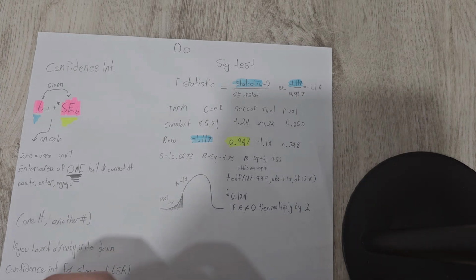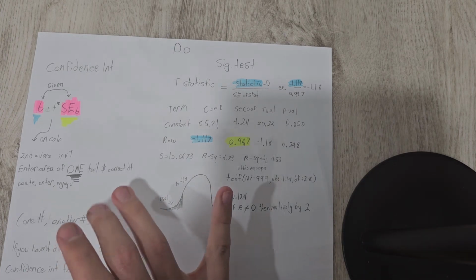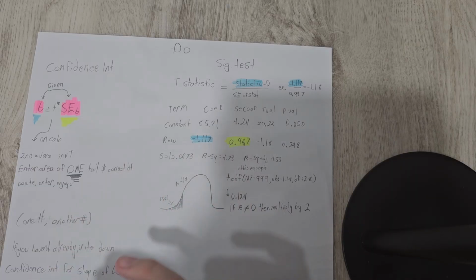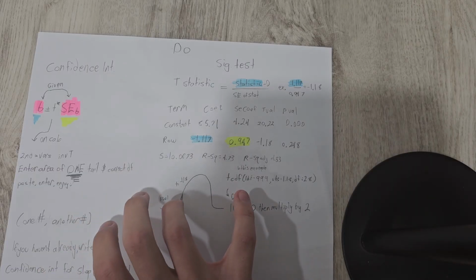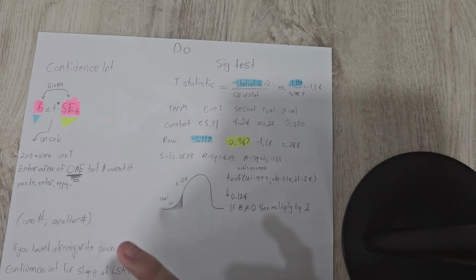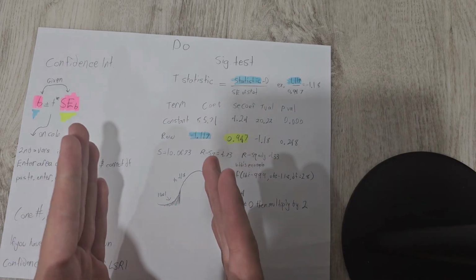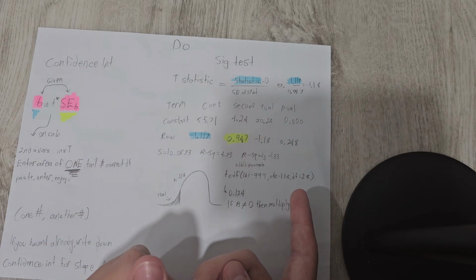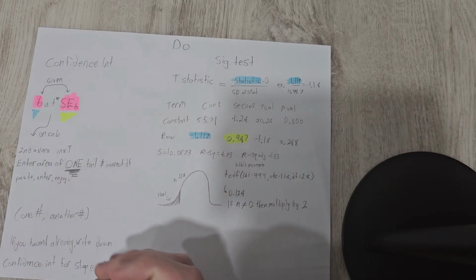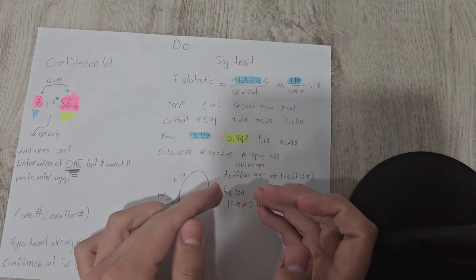To find the area, or the p-value, we'd have to put in tcdf. For this one specifically, we have a lower bound of negative 99999 and an upper bound of negative 1.18, because that's right here, and we're trying to find the area in between. We'd also put down our degrees of freedom, which in my example is 28. We calculate it and we get 0.124.